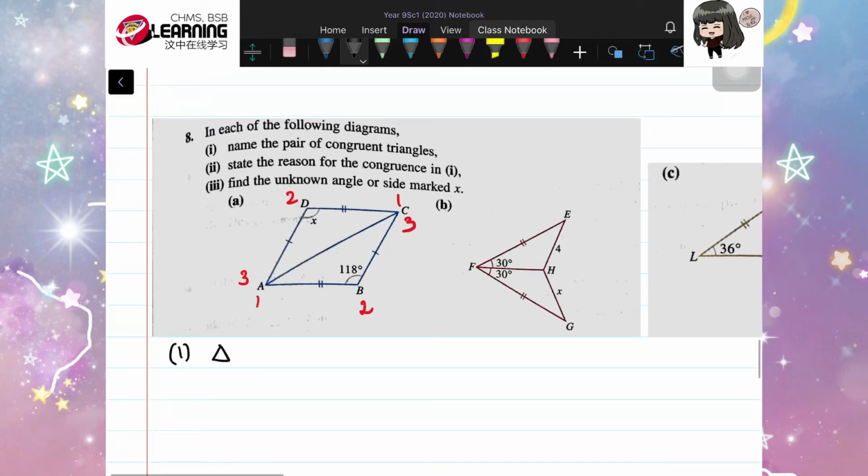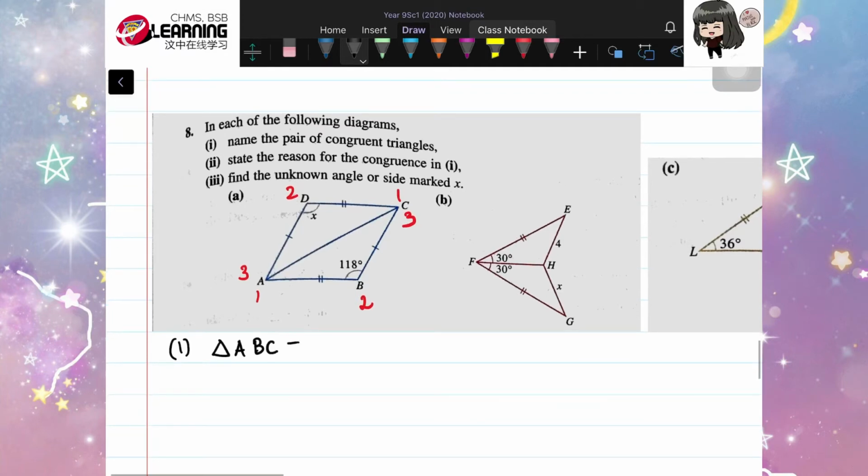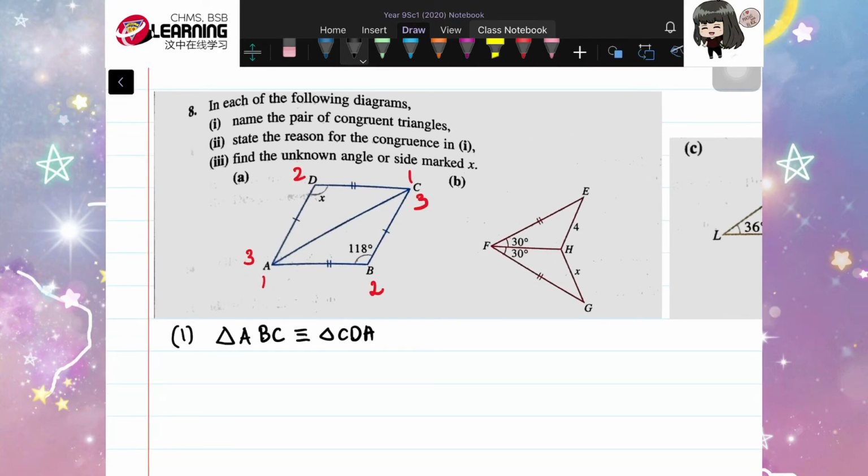So when we name the pair, the pair is triangle ABC is congruent with triangle CDA.